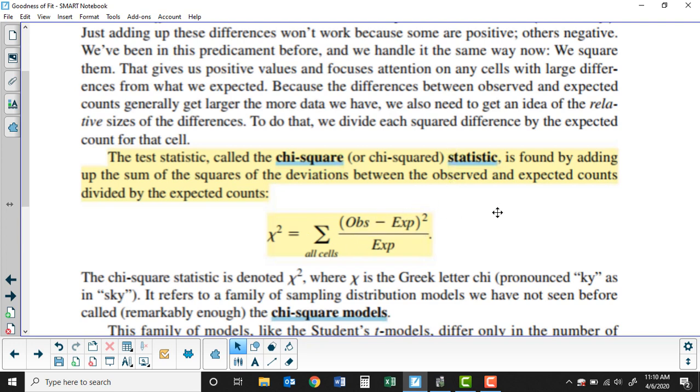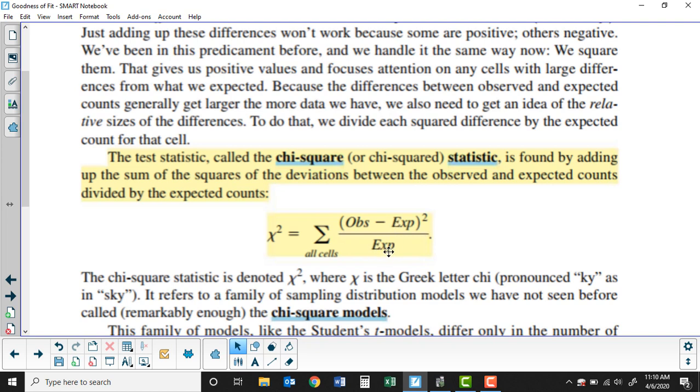So it's the same formula each time. What we're going to do is take the sum of all cells. For each one, we take our observed number minus what we expect, and then we square that. The job of the squaring is to make this number definitely positive, because negative values would cancel out some of the positive values when we do the summing. So that's why we do the squaring here.